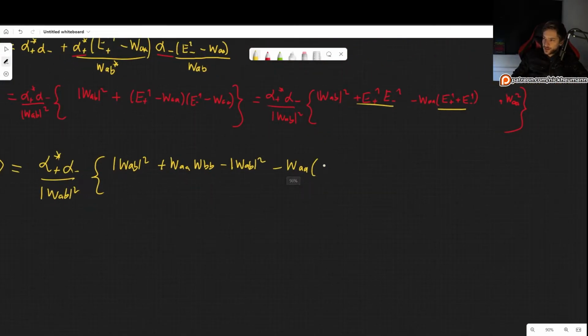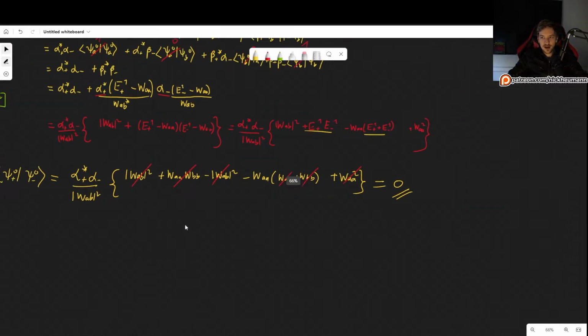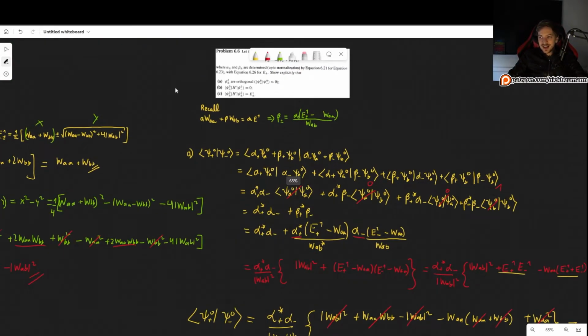So this is W_AA plus W_BB. And finally, we have this W_AA squared term. So here we get that this W_AA squared will cancel out with this, and this minus W_AA W_BB will cancel out with this. And finally, the modulus here will cancel out. So this is indeed 0, which is what we meant to prove. So that is part A.